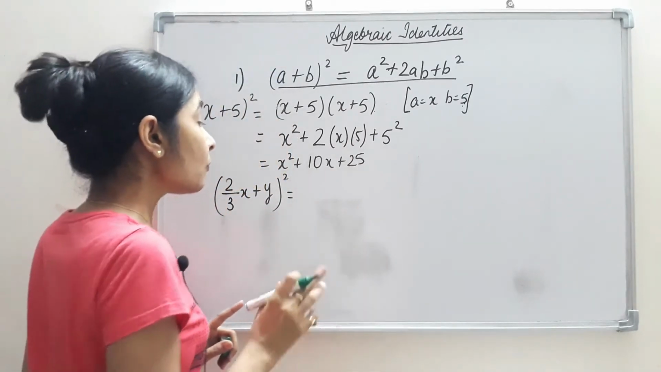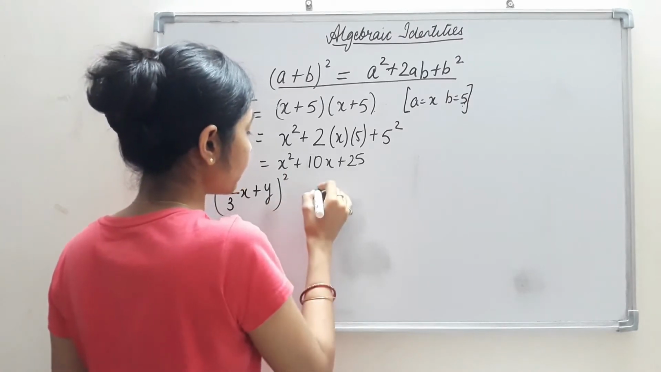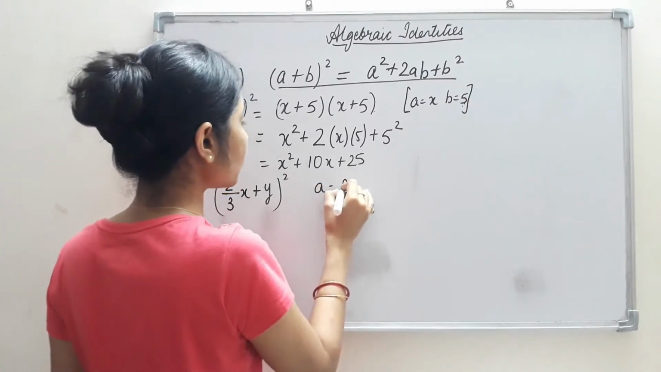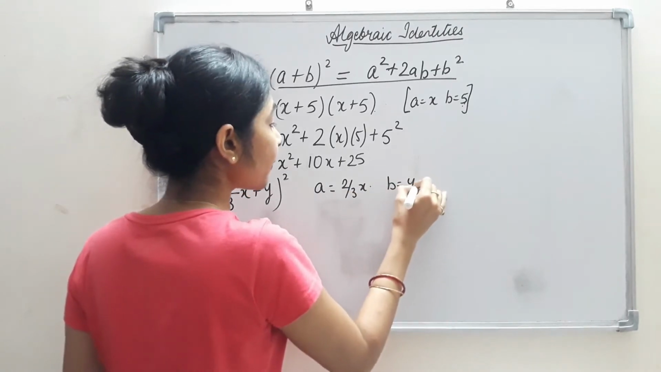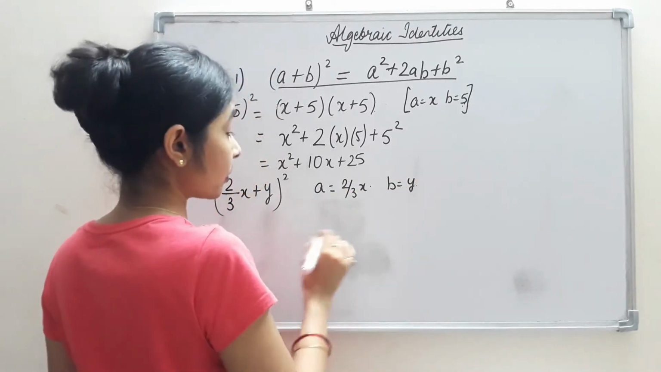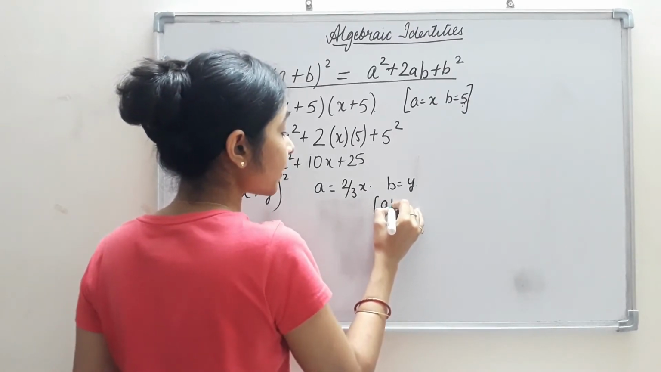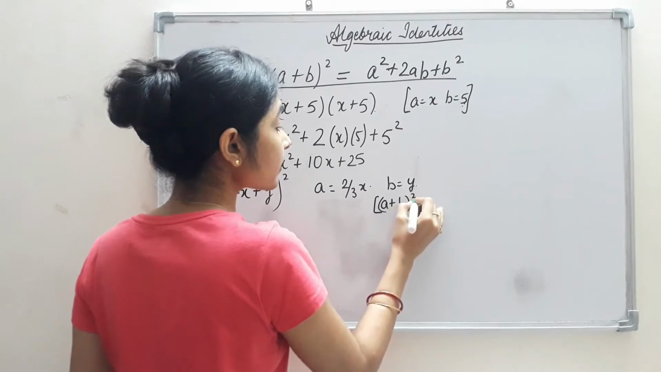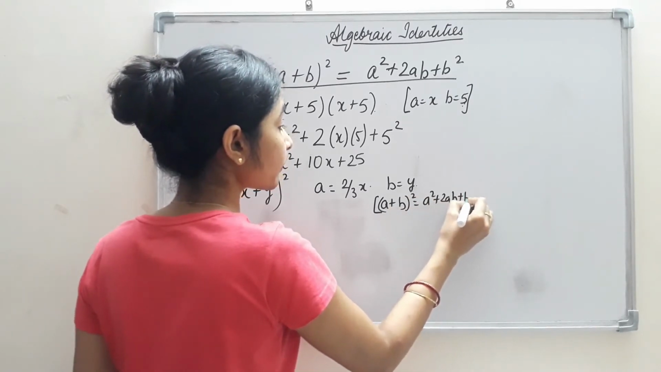We already know this identity here, so every time while solving the question you are supposed to write the identity. First we'll write what are the values of a and b here. We are having a is equal to 2 upon 3x, and b is equal to y, sorry, and the identity that we'll use is a plus b whole square is equal to a square plus 2ab plus b square.